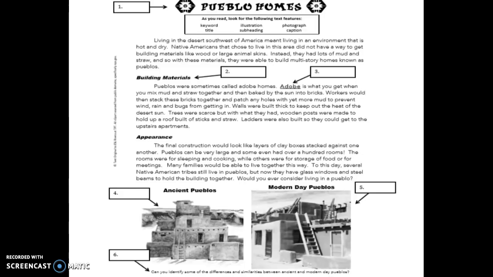So, as a reader who's about to tackle a nonfiction story or article, I need to use these text features to help me. And so before I start reading, I'm going to go ahead and scan and preview. The title says Pueblo Homes, and I notice there's headings, so I'm going to go ahead and read those. Building materials, appearance. I see some pictures down here, ancient pueblos, modern day pueblos, and there's a caption that says, can you identify some of the differences and similarities between ancient and modern day pueblos?